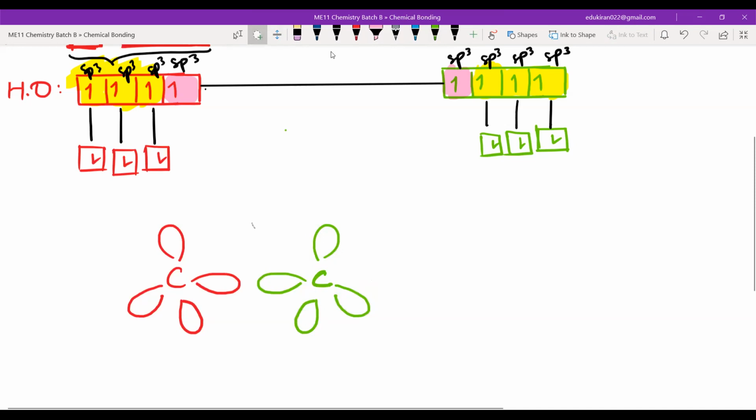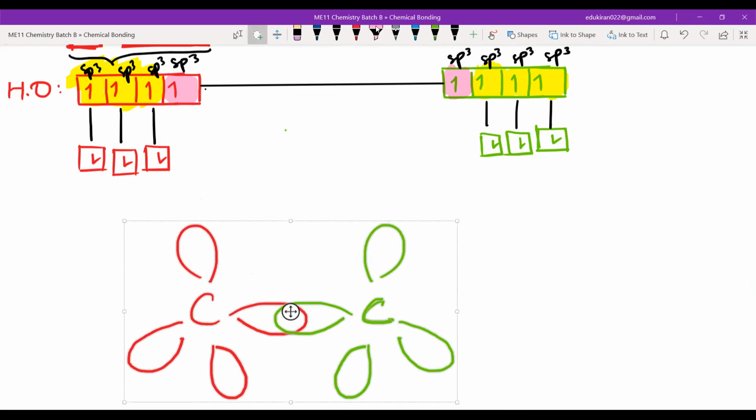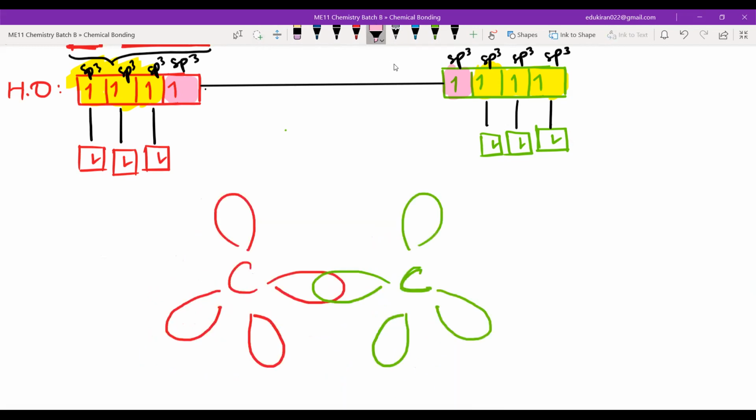Now what I will do, can you see the overlap between the sp3, yes or no, guys? Can you see the orbital overlap between sp3? Yes, sir. So this is the overlap between sp3, and this has 1 electron and 2 electron. Similarly, you will have the hydrogens. So hydrogens' 1s will be participating.